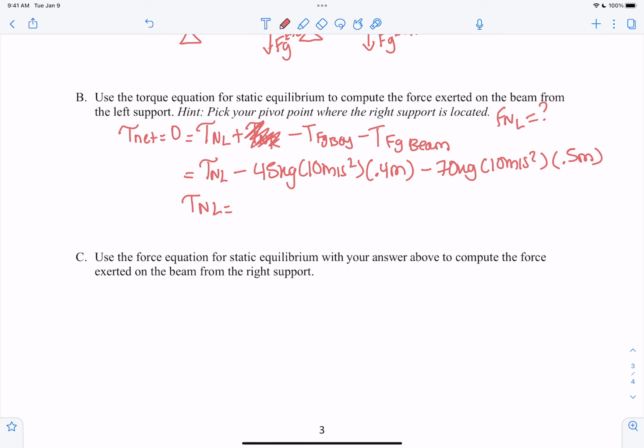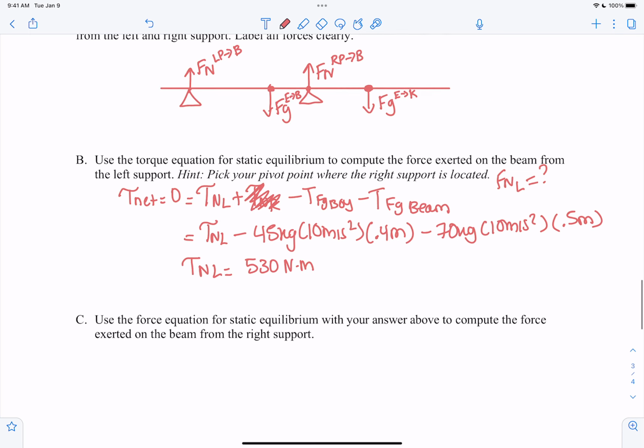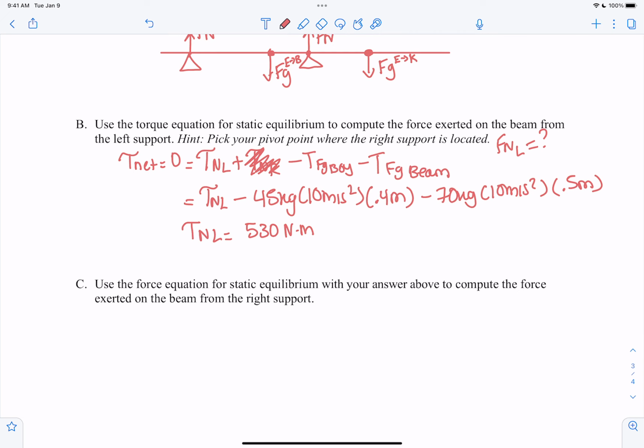So then that gives us the torque of the left support. So let me calculate this out real quick. 45 times 10 times 0.4 plus 70 times 10 times 0.5. So that should give us a left torque of around 530 Newton meters. Cool. So that's 530 Newton meters for the torque.